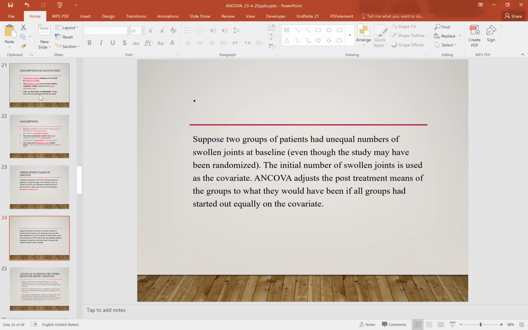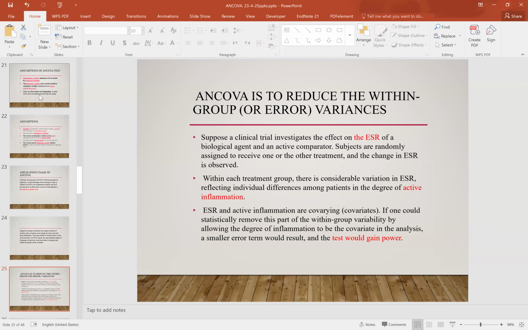Suppose two groups of patients have an unequal number of swollen joints at baseline, even though the study may have been randomized. The initial number of swollen joints is used as the covariate, and ANCOVA adjusts the post-treatment means of the groups to what they would have been if all groups had started out equally on the covariate. ANCOVA is used to reduce the within-group variances.